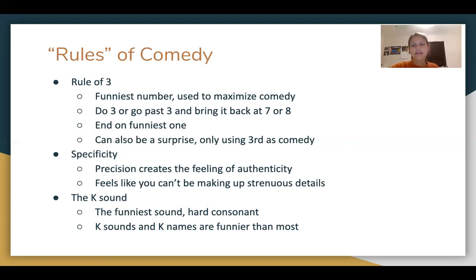And then another rule of comedy is specificity. Making a joke super specific creates a feeling of authenticity because it feels like you can't be making up those details. Just adding really precise details makes it feel real to the audience, even if it's completely fake. Like, I saw this rabid squirrel and it ate a dog. But being like, I saw its mangled fur, adding stuff makes it feel like, oh, you can't be making that up.